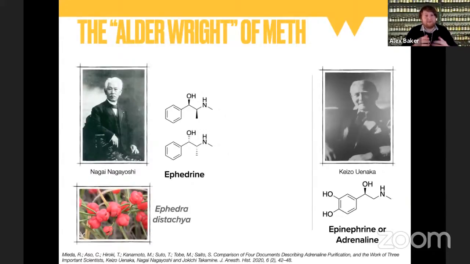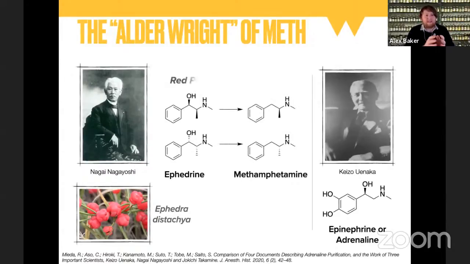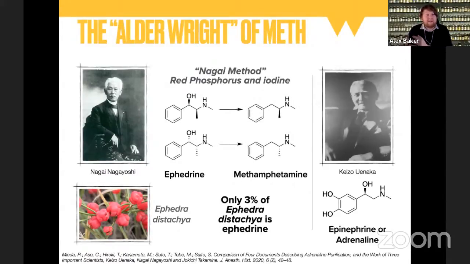Now, this chemical was first isolated in its pure form by one of Nagayoshi's students, Kiezo Uenaka. So as you can see, Nagayoshi has a pretty vast scientific legacy, but probably his most infamous discovery happened in 1893 when he worked out how to take ephedrine and convert it to methamphetamine in what is called the Nagai method. Now, fortunately, this reaction step is not particularly high yielding, because if you take this weed and try and extract ephedrine from it, only 3% of it is actually ephedrine. So it's not a fantastic source for drug synthesis.